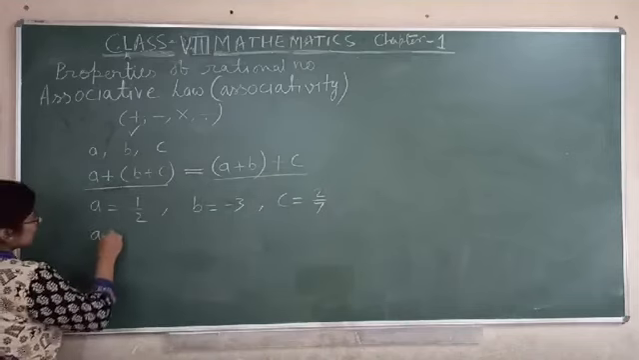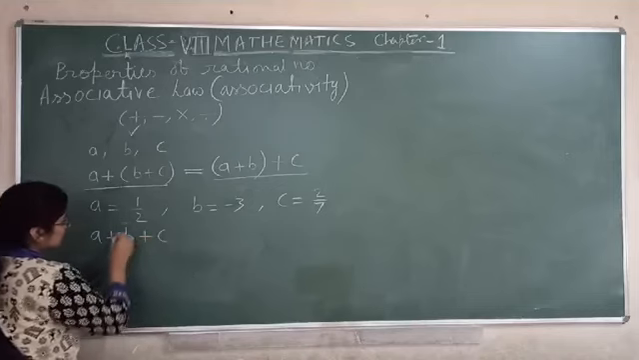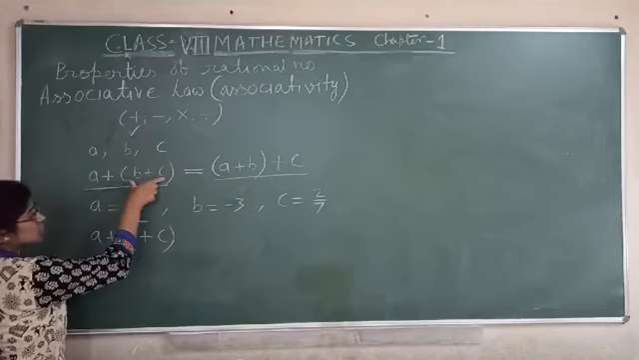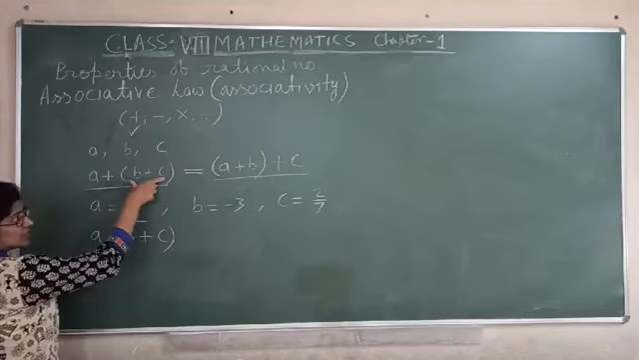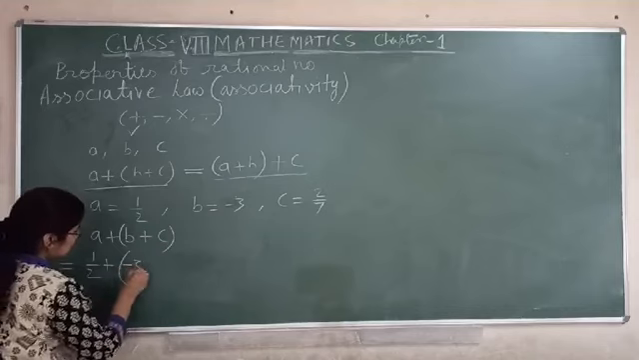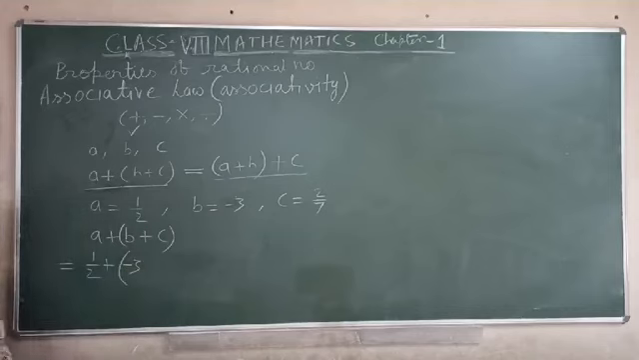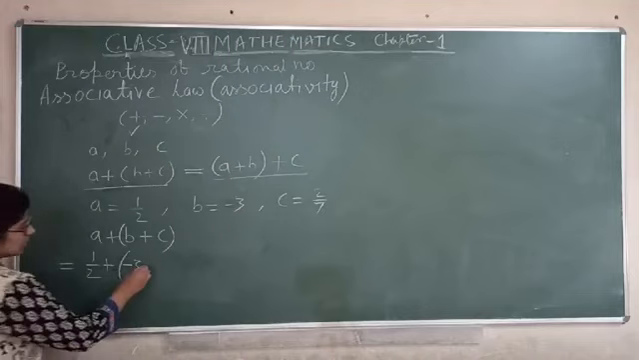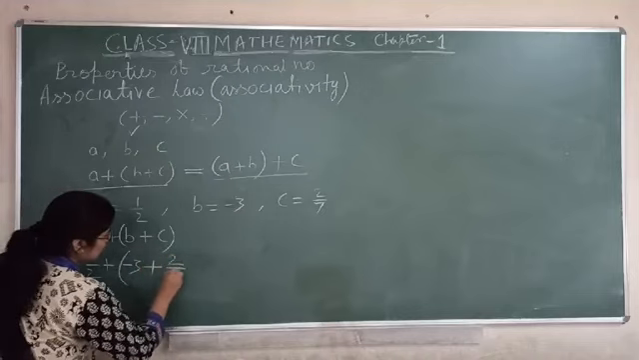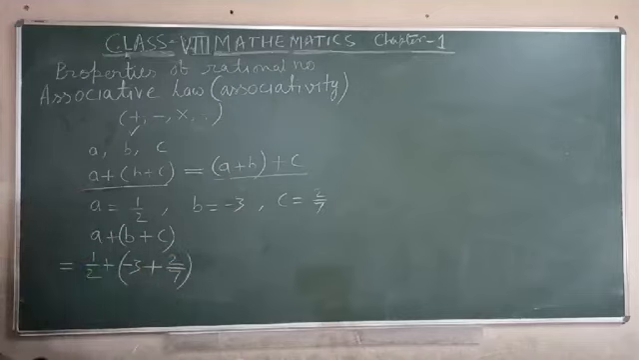So first we are checking A plus B plus C. In the left side expression you have to take B and C together, and in the second expression, or right hand side, you have to take first and second rational number together. So the value of A is 1 by 2 plus, within bracket, B is minus 3, plus C, 2 upon 7, bracket close.